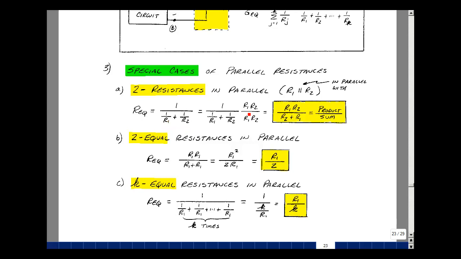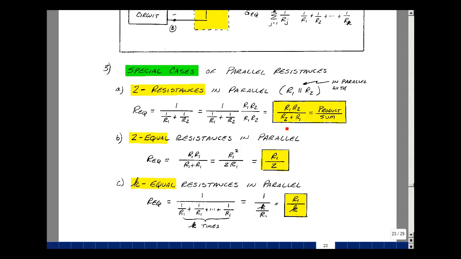Let's multiply numerator and denominator by the same two symbols, and that would just be multiplying by 1. And if I pick that to be R1 R2, then the numerator is R1 R2, and the denominator is R1 R2 divided by R1, which is R2, and then R1 R2 divided by R2, which is equal to R1. So having two resistors in parallel is the product over their sum. This only works for two resistors.